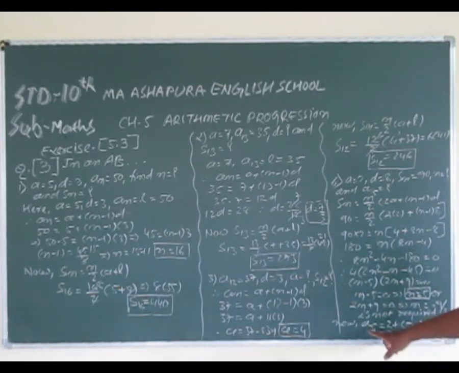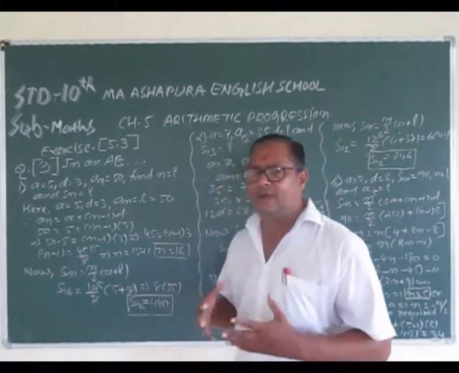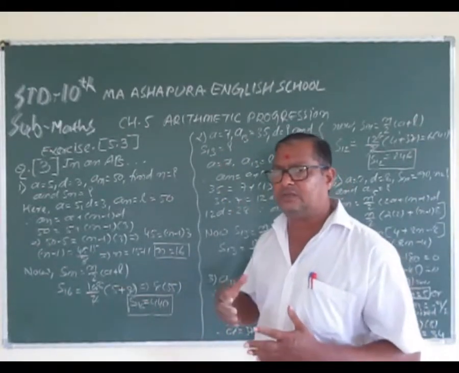So we get a5 is equal to 2 plus 5 minus 1 into d. Simplify the next step. 2 plus 4 into 8. 4 eights are 32 plus 2 is equal to 34. So final answer is a5 is equal to 34. Dear students, I hope you understand very well and also calculate the sum with me.